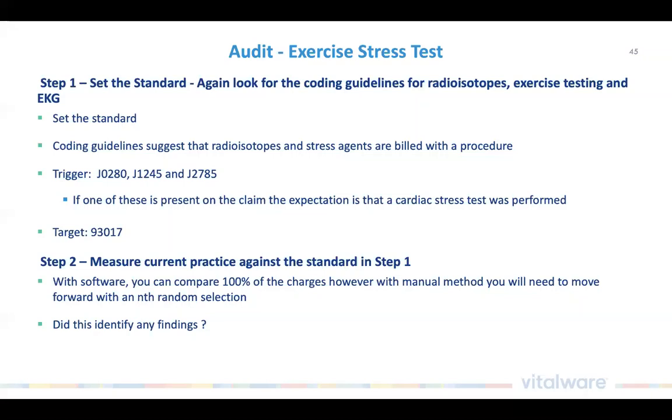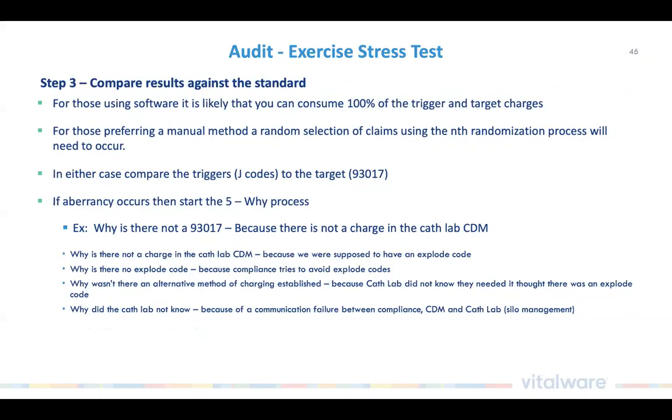With software, I did a 100% review. And if I didn't do 100% and I did a manual review, maybe I did 50 charts, and I said, you know, if I've got these J codes, do I have a stress test? I compare the results, and what I see is that aberrancy can occur. So I then start that 5 why again.